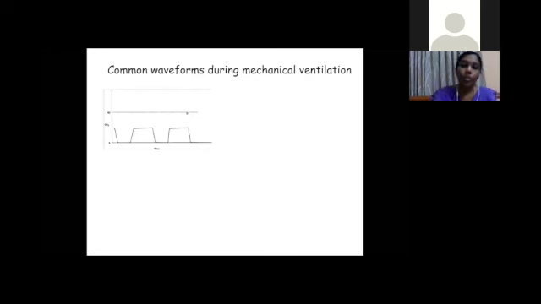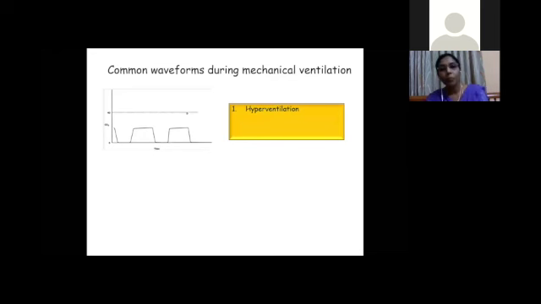So what is the most common cause for this trace in a patient who's on mechanical ventilation? We should first consider that we are probably hyperventilating the patient. We have to look at the tidal volume and the respiratory rate. But if the ventilatory parameters are okay and still this is there, then we have to look at other causes like what we said: the metabolism, the circulation, equipment related.